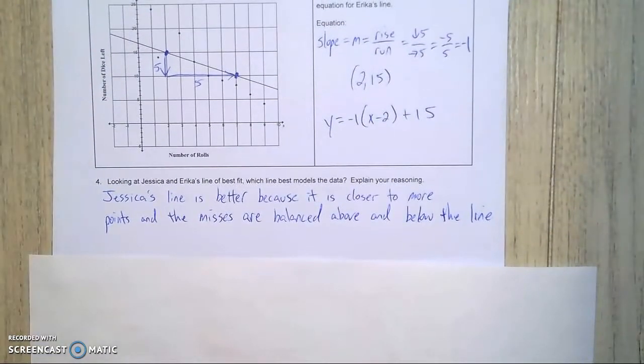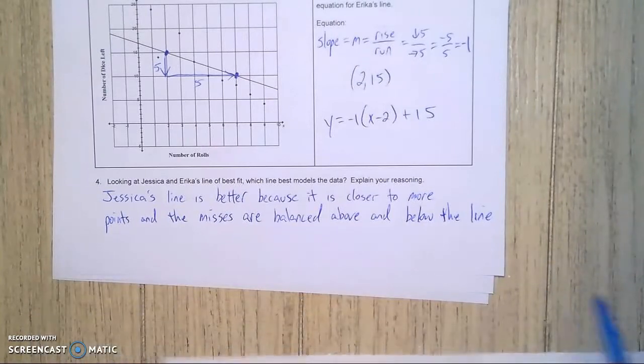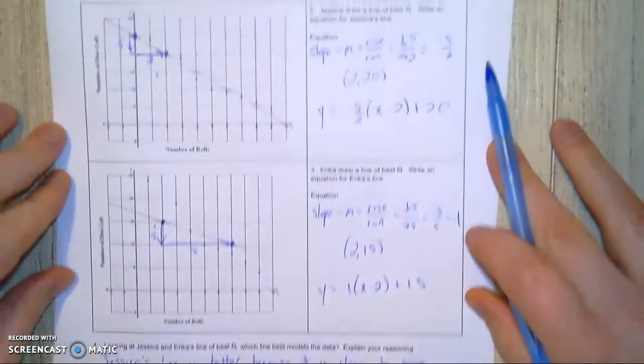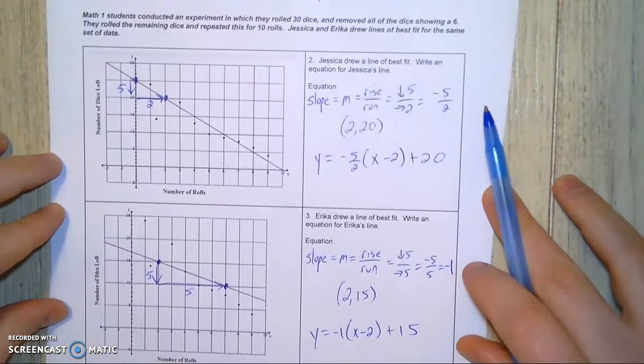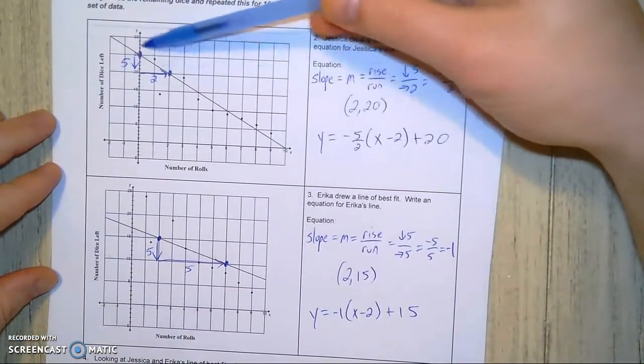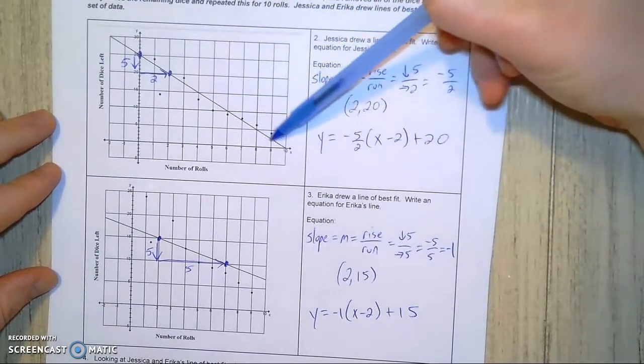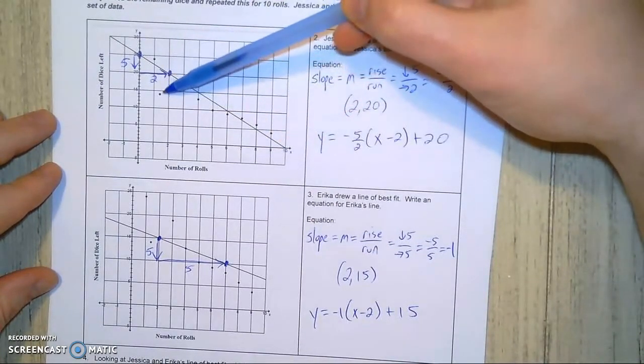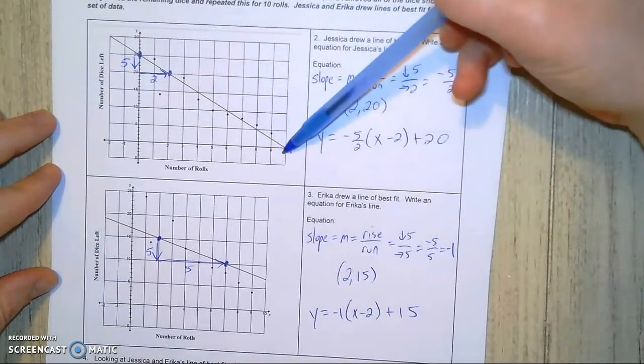And when I consider which of those is better, I opted for Jessica's, because it's closer to more points and the misses are more balanced above and below the line. So to see what I mean about that, look back here at 2 and 3, and you can see that the line in number 2 kind of goes through the middle of everything there. That one's a little far away, but it's really close to everything else.